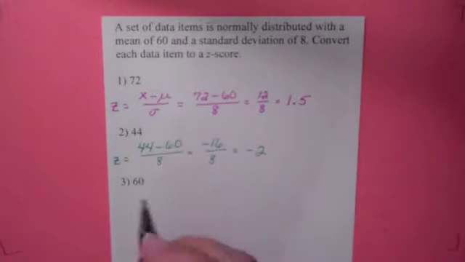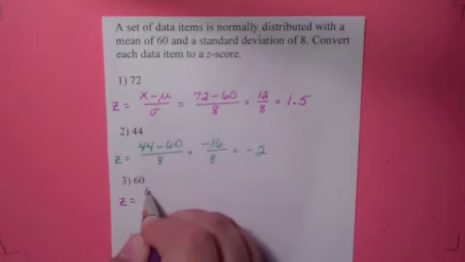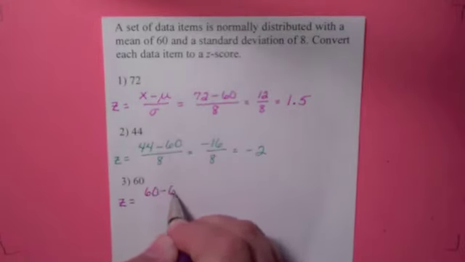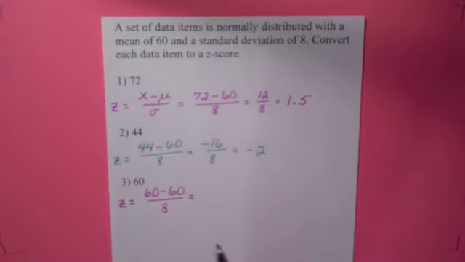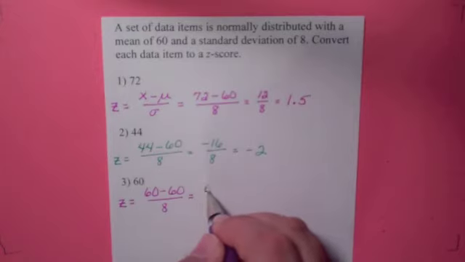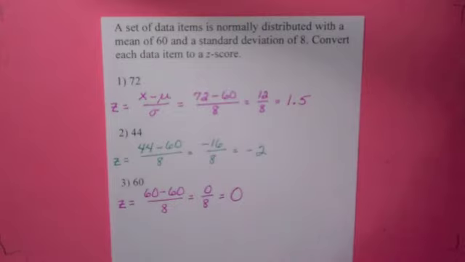Okay. And finally, let's calculate a z-score for 60. So 60 minus the mean divided by the standard deviation. Well, 60 minus 60 is 0 divided by 8, which is 0. And that's what I was talking about. 60 is the mean. So the standardized score for 60 is 0.